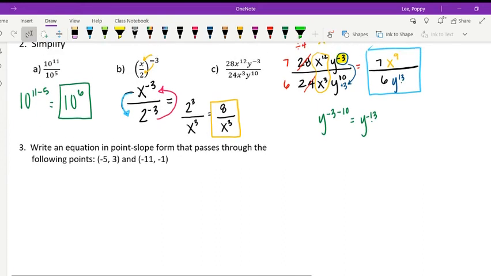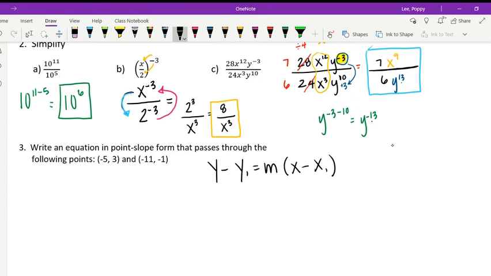Well, the first thing I want to remind you is point slope form, in case you've forgotten, is y minus y1 equals m times x minus x1. I'm going to write it over here, not right there. So I'm going to realize, oh shoot, we've got to find the slope. So here we go: x1, y1, x2, y2. Now we can start finding the slope.